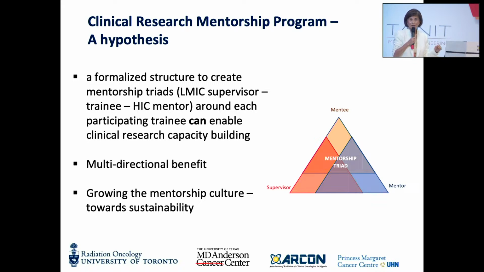So a few years ago, we were actually quite motivated by Dr. Joyarni and Dr. Vanderpoy when I had the opportunity to visit Ghana, and we came up with a hypothesis. Can a formalized structure to create a mentorship triad between a supervisor, a trainee in the low and middle income country, and mentors in a high income country come together and work with the trainee and then enable clinical research capacity building? We expect it to work through multi-directional benefits for all who are involved, and growing the culture through our trainees. This triad will contribute to the sustainability and growth of this capacity building, is the vision.